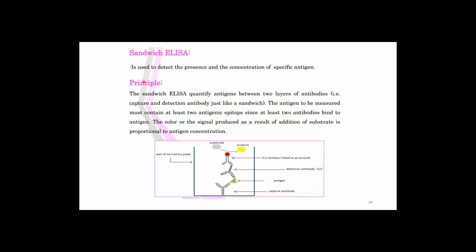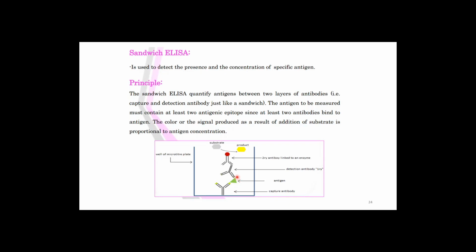In case of sandwich ELISA, it is basically used to detect the presence and concentration of a specific antigen. So as the name suggests, in sandwich ELISA, an antigen is basically sandwiched in between two different antibodies, two layers of antibodies. Okay, so the antigen that is to be measured, this one, needs at least two different epitopes that will bind to the two different antibodies. So the antibody is attached to the well. This is called the capture antibody. Then we have the antigen of interest. This has an epitope for this capture antibody, and thus this interaction happens.